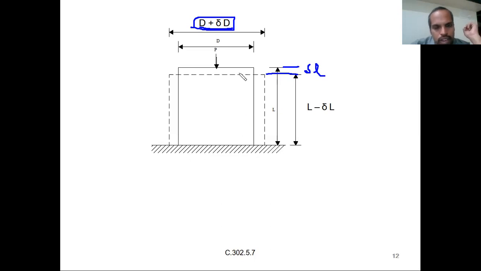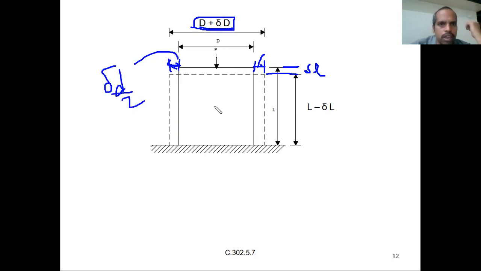Correspondingly, if this is decreasing, obviously the other dimension, the lateral dimension, shall increase. Both parts put together will be delta D, giving D plus delta D, right? This is delta D by 2, this is delta D by 2. Obviously both will be equal, because this is an axial load. When it is axial load, both sides will be equal.